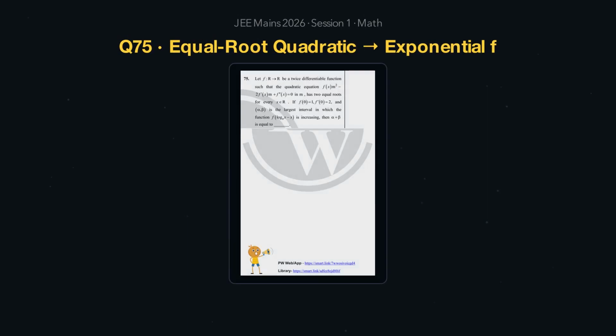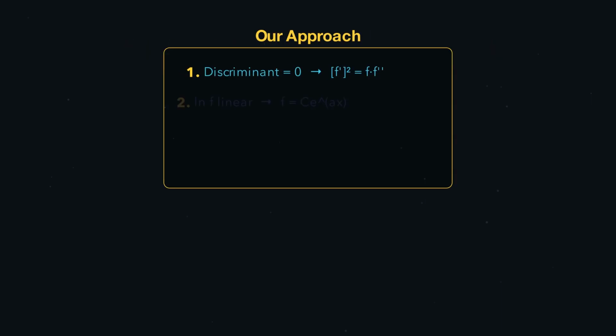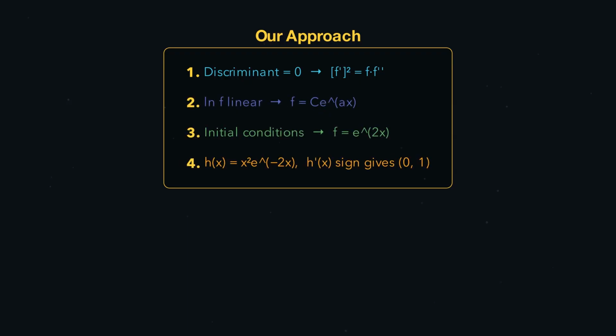What if a quadratic in M has equal roots for every single value of x? That's our hook. Here's our approach. First, we'll use the equal roots condition to get a key relation between f, its first derivative, and its second derivative. Then, we'll recognize that this forces f to be an exponential.